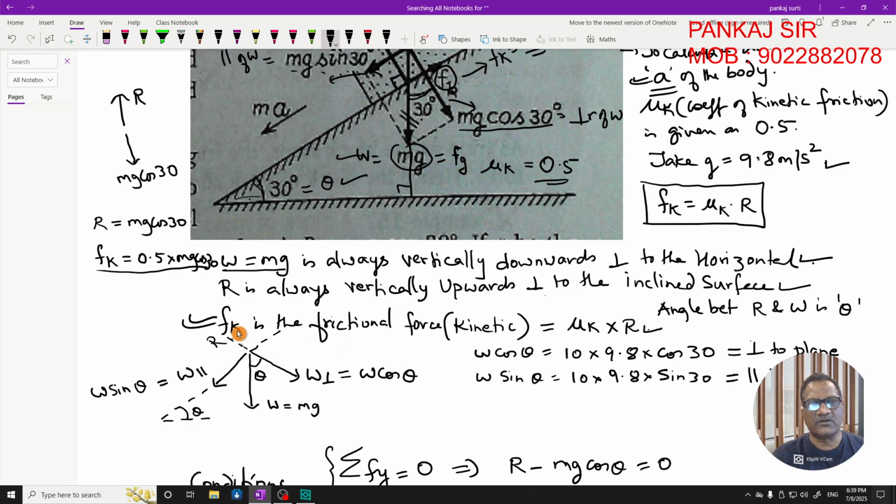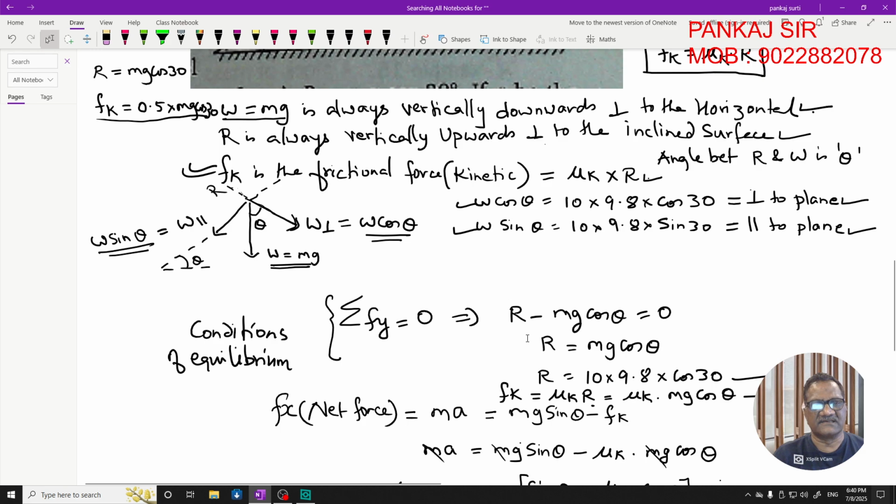Now look at the resolution of this mg. W is equal to mg force, which is going vertically downwards, can be resolved into a force perpendicular to the inclined plane, and that will be W cos theta. And the component parallel to the inclined plane will be W sin theta. So that I have written here. W cos theta is your perpendicular to the plane component, and W sin theta is parallel to the plane component. Is that clear?